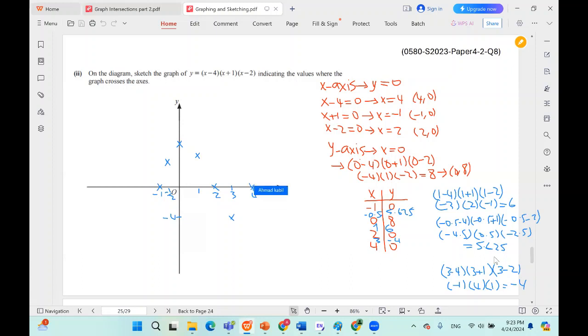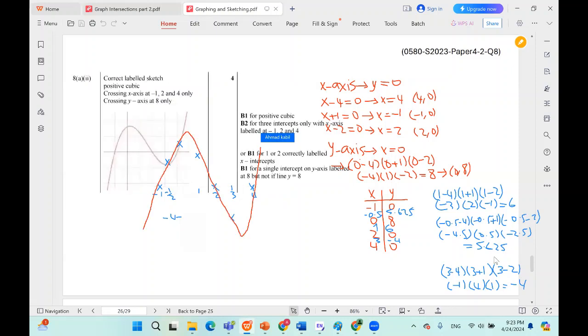So the curve looks pretty much evident here. It will look something like this. And this is the correct curve here.